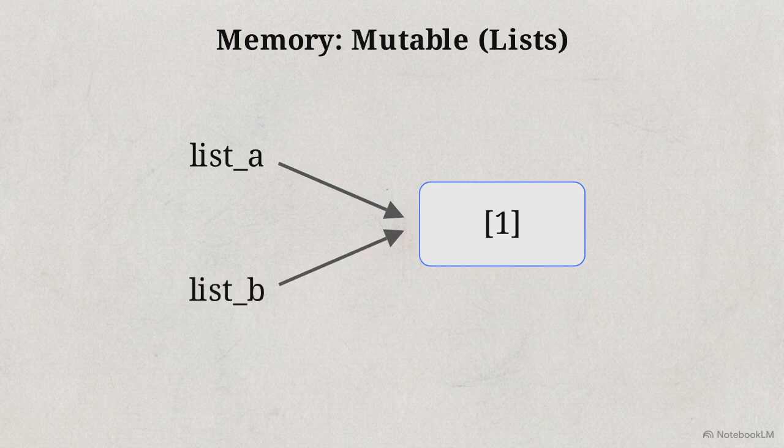When you assign one list variable to another, you aren't making a copy of the data. Both variables act as separate links pointing to a single shared location in memory.